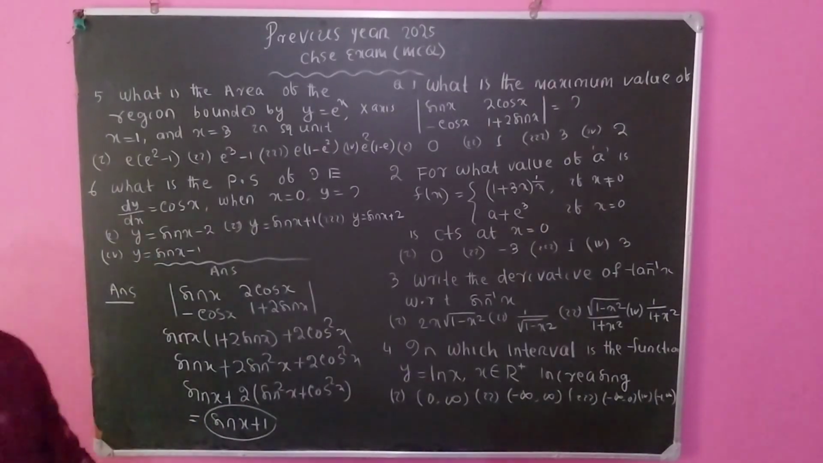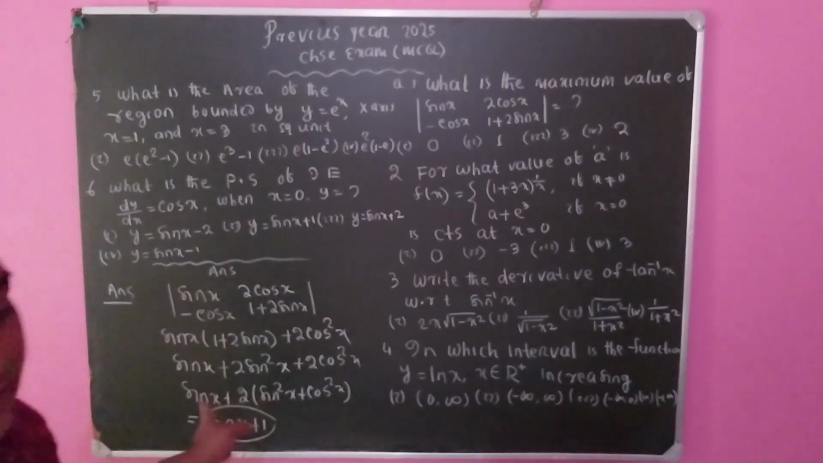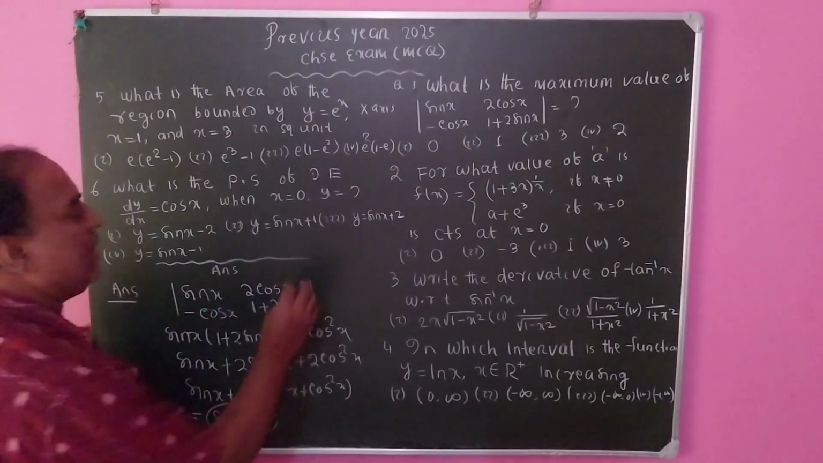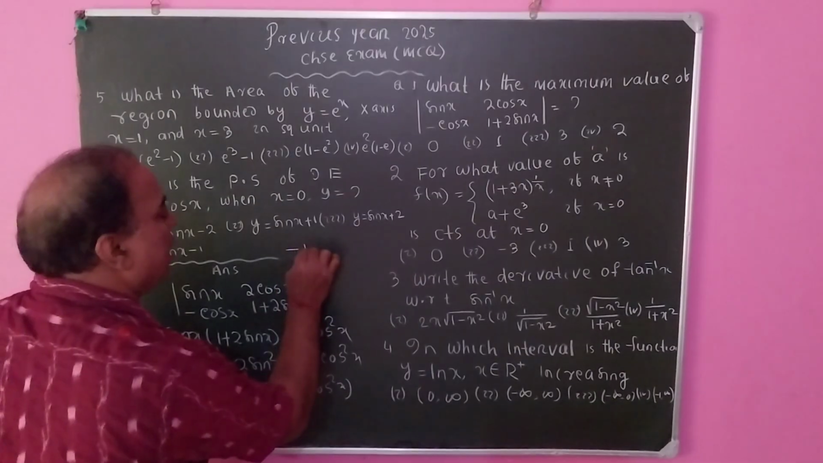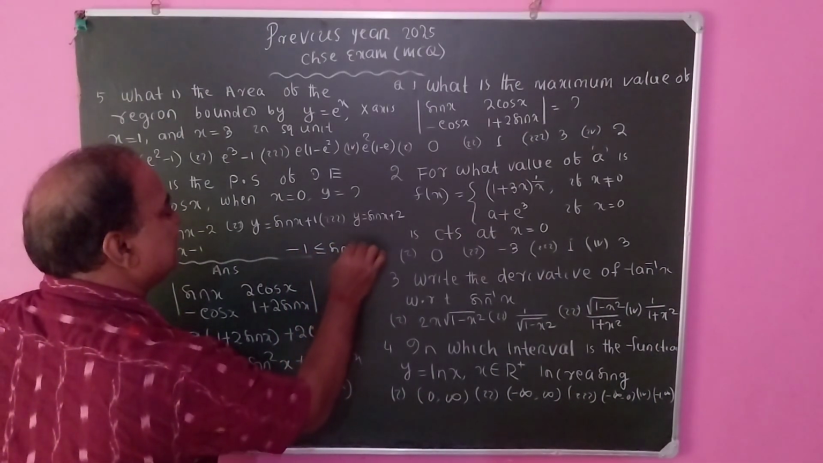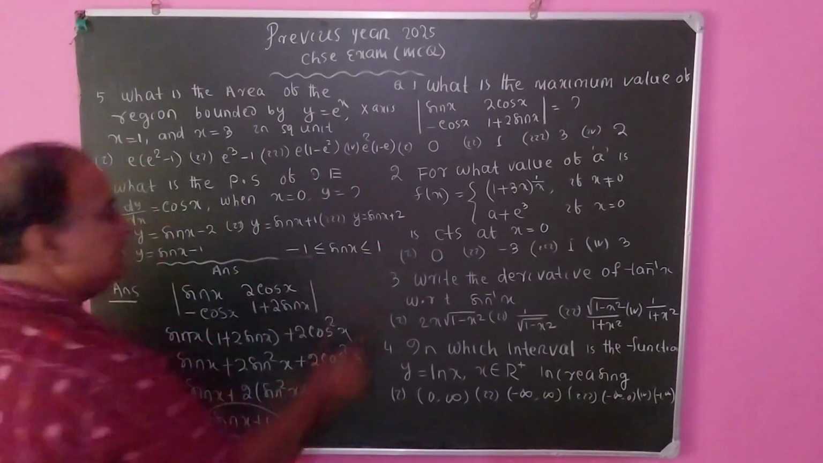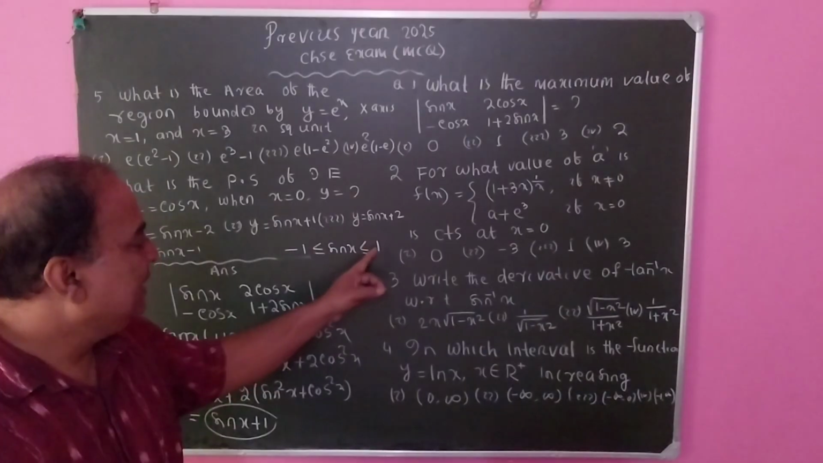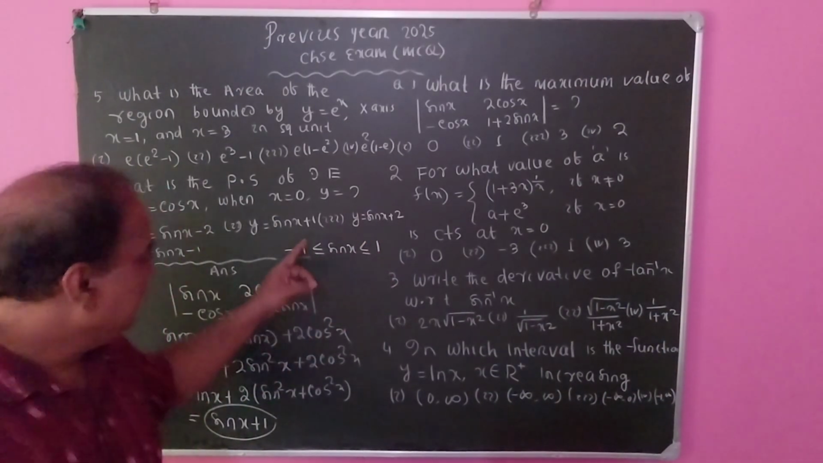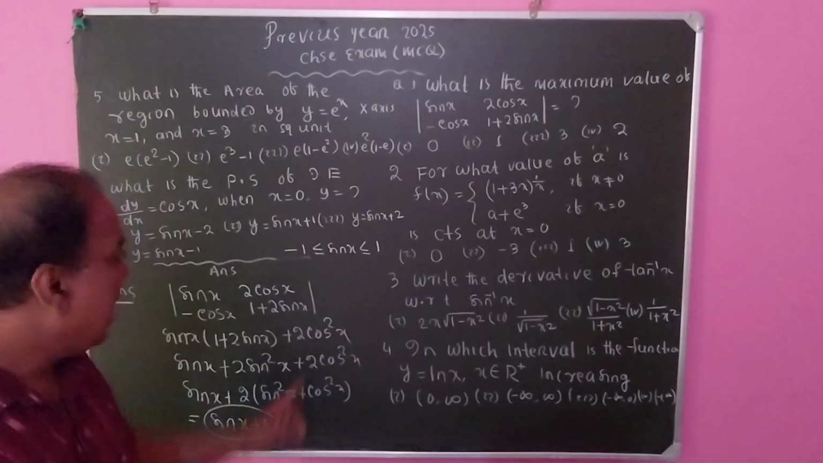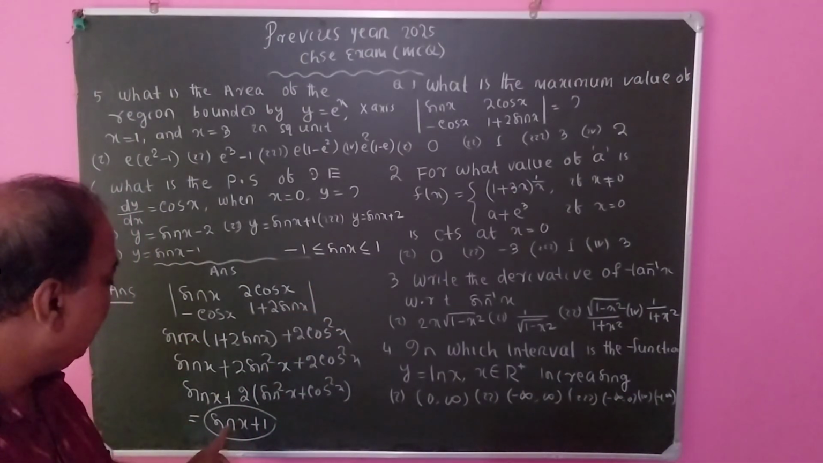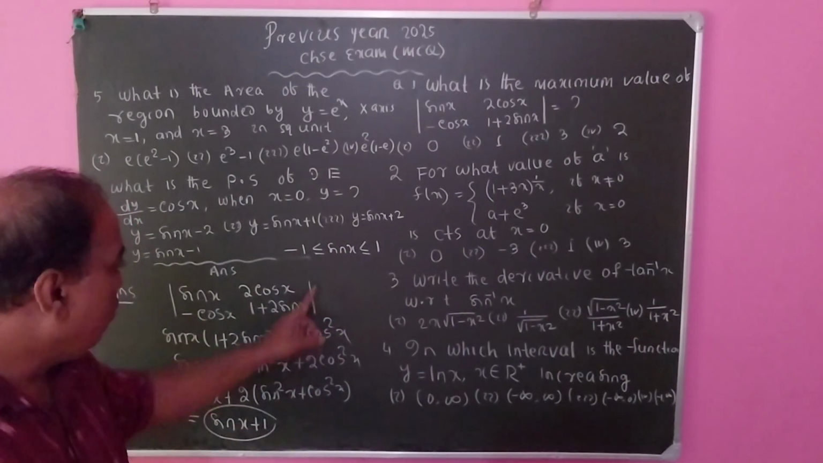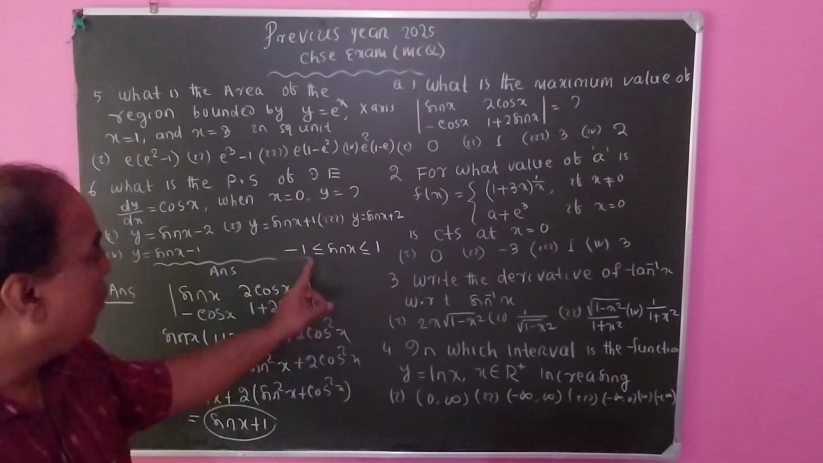Our aim is to find the maximum value of this determinant. We know the range of sin x: minus 1 is less than or equal to sin x, which is less than or equal to 1. Maximum value is 1 and the minimum value of sin x is minus 1. Our aim is to find the maximum value of sin x plus 1, which will lie in this middle. So we add 1 on both sides.